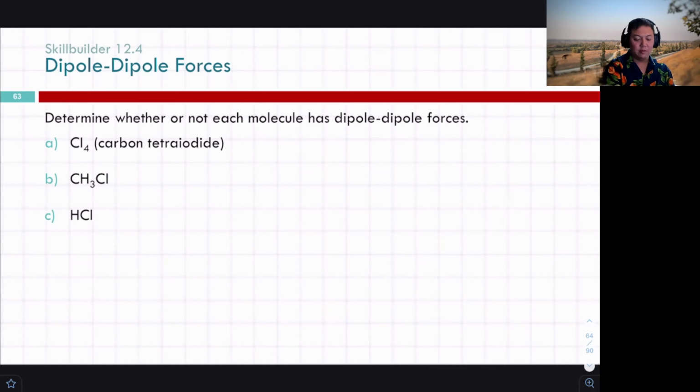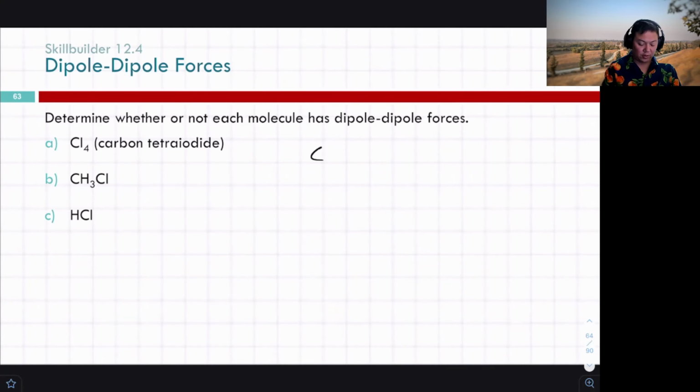Oh, did I make a slide for this one? Oh no, I missed this one. That's right, I didn't make one of these. So this is: determine whether or not each molecule has dipole-dipole forces. For the most part, we can just use skeletal structures for these. We don't have to do the whole Lewis dot structure.